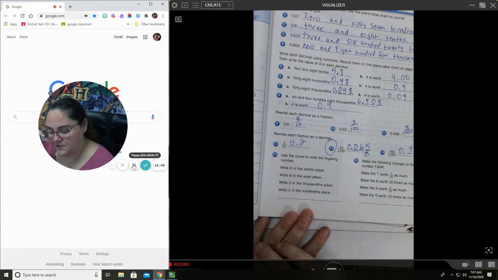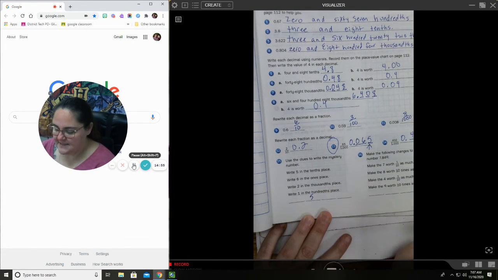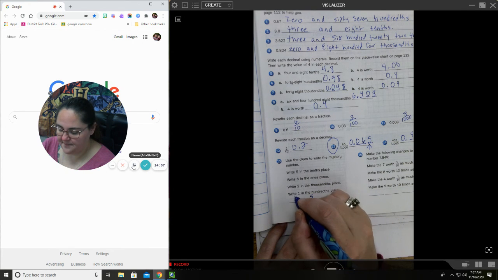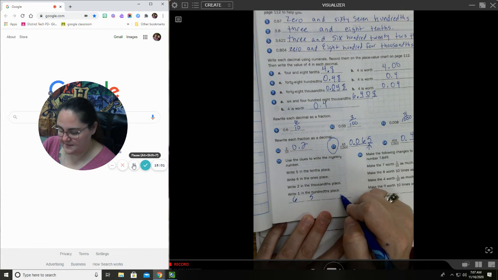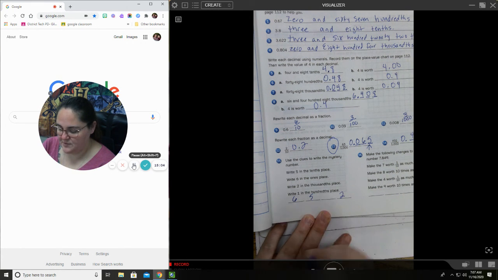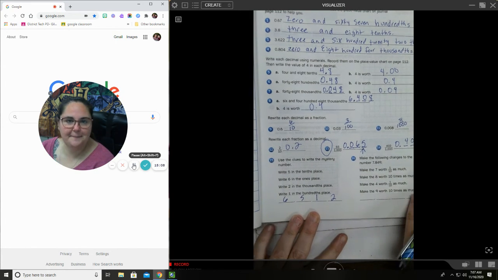So use the clues to write in the mystery numbers. So my 5 is in the tenths place. 6 is in the ones place. 2 is in the thousandths place. And 1 is in the hundredths place. Great. That one should be easy.